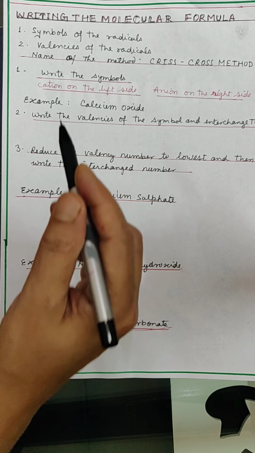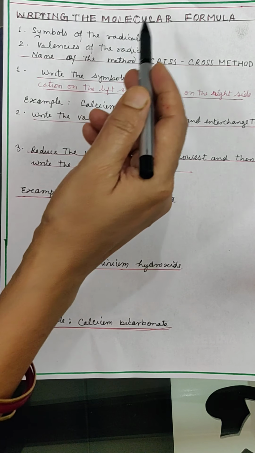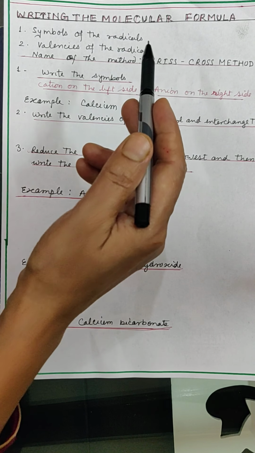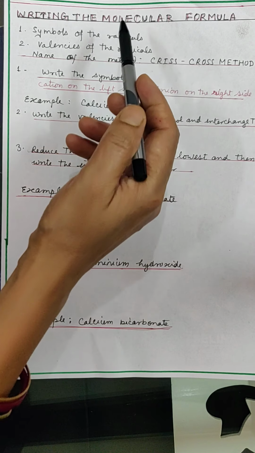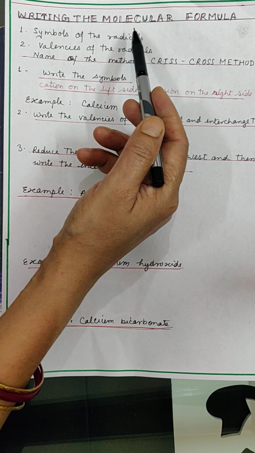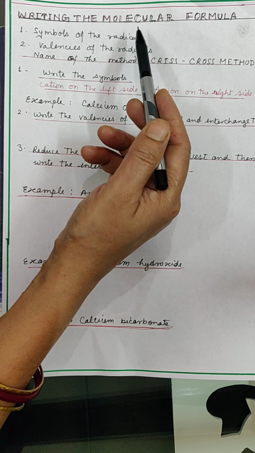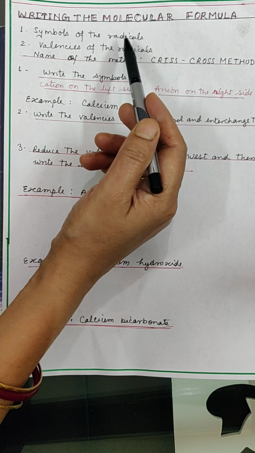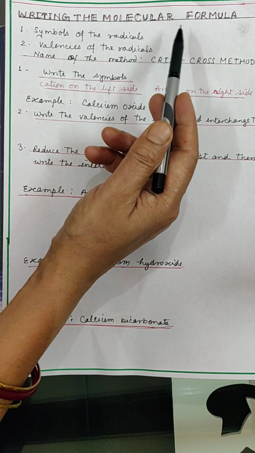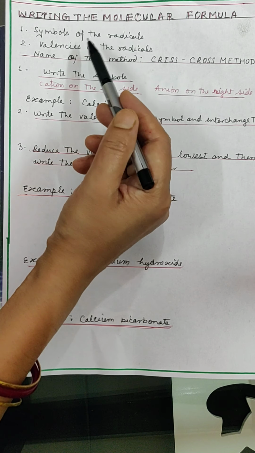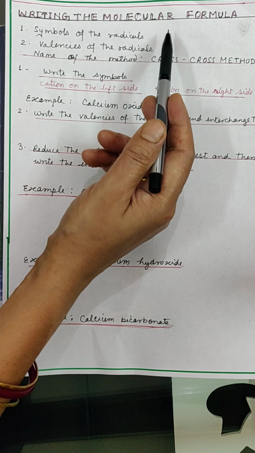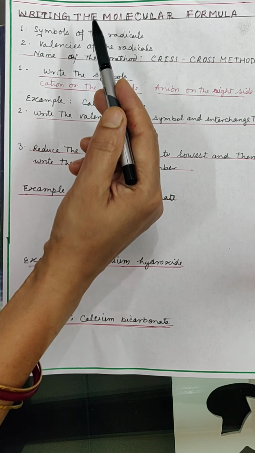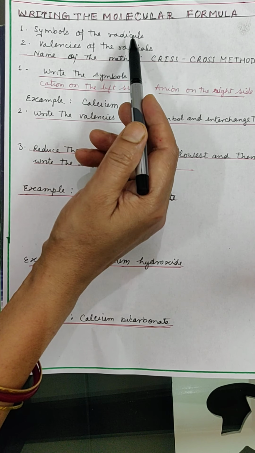Dear students, let's discuss how to write the molecular formula or chemical formula of an ionic compound. Molecular formula and chemical formula are two names for the same thing. A molecular formula also represents one molecule of a compound, and a chemical formula as well represents one molecule of the compound. Which compounds' formulas can we frame on our own? Those which are made of ions or radicals.